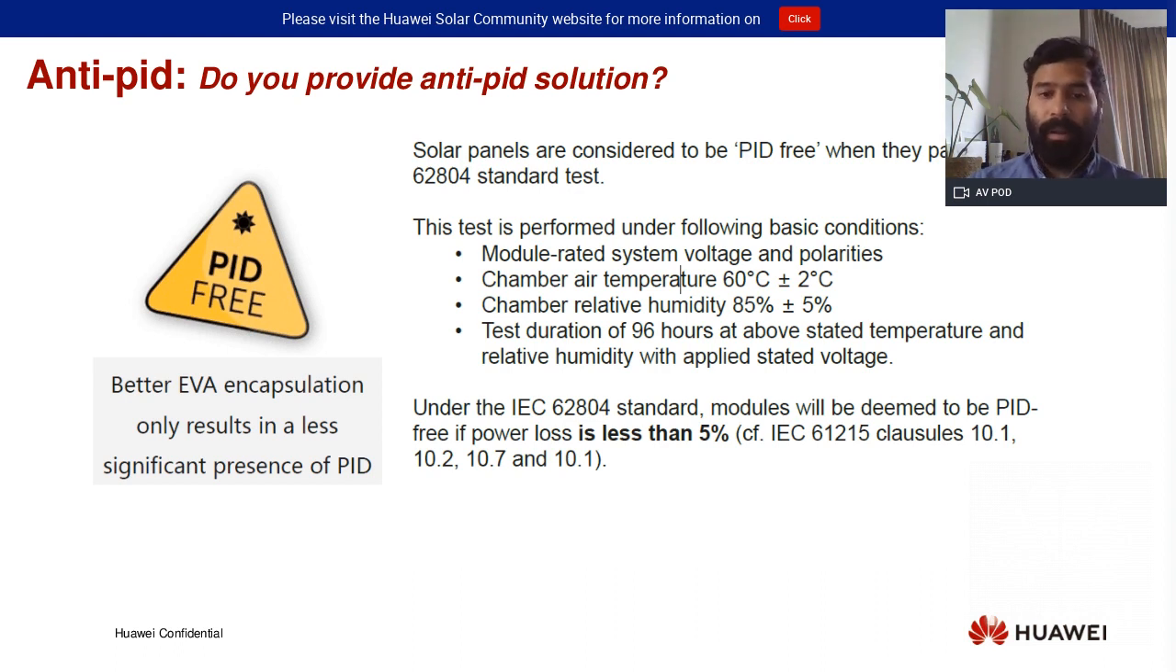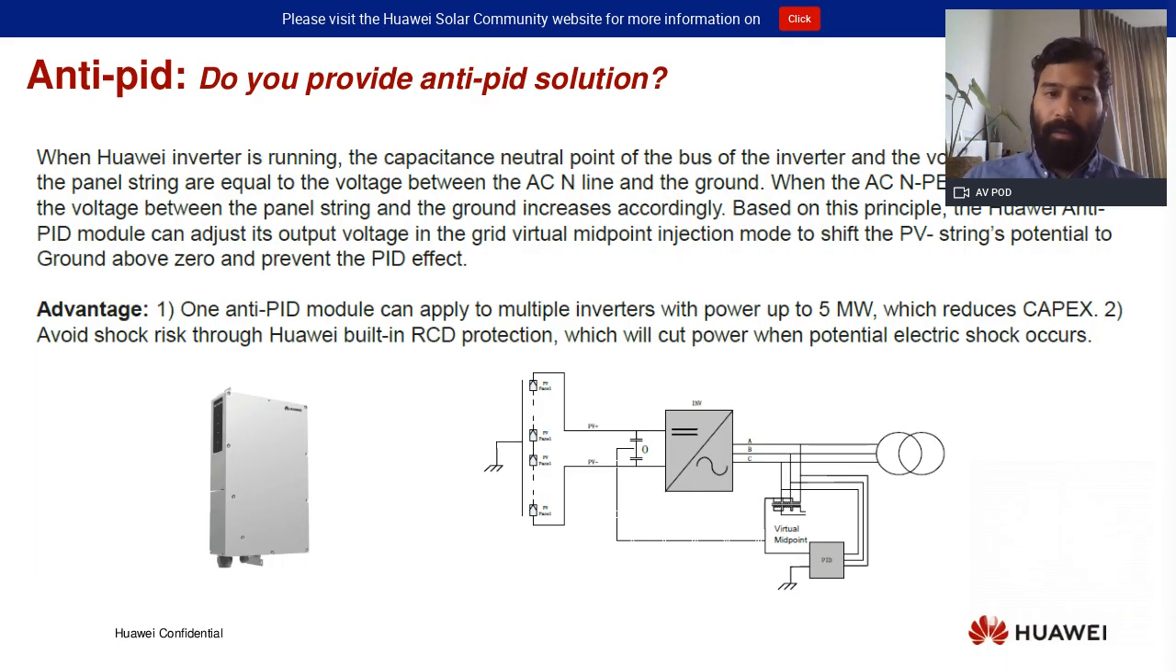5% loss for a large scale project could be a lot of energy. So I would say you would like to avoid this. For that, we do have an AntiPID solution that we recommend you install at the beginning of your project. Basically, what our solution does is create a virtual neutral point that is linked to the DC side of the inverter, and by increasing the voltage on the AC side, we can also shift the negative potential between the PV minus and the ground, and hence eliminate PID.